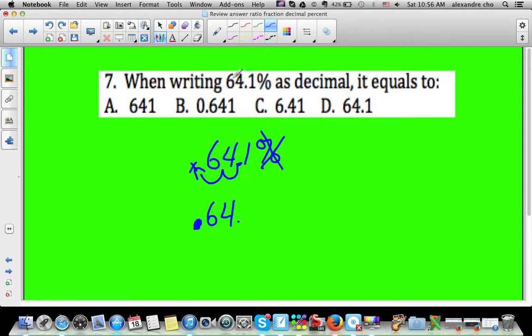Oops, let me write that. That's a mistake. It's 0.641. Remember, I moved that decimal from there all the way to the left. And I'm going to add a 0 here as a placeholder, so it looks prettier. Final answer is 0.641, which gives us B.